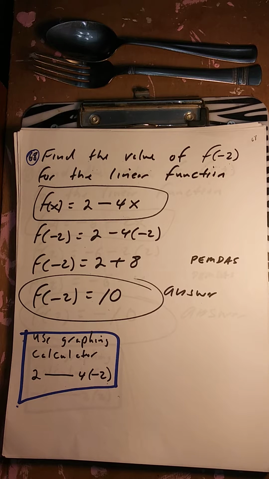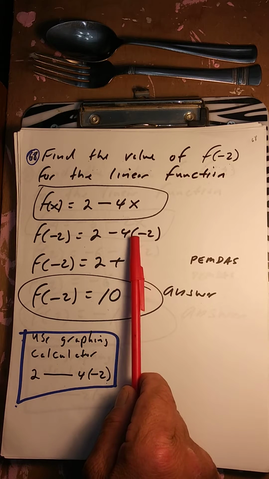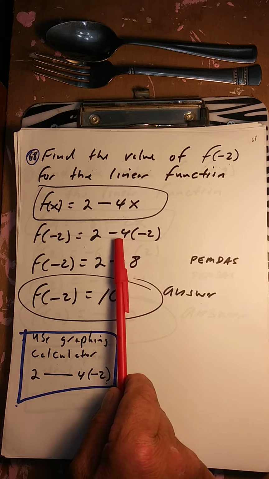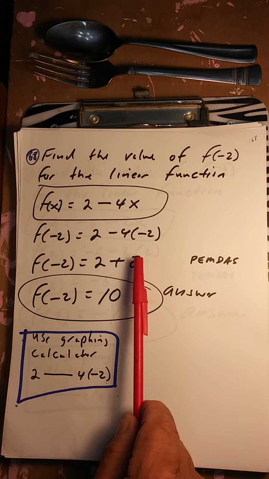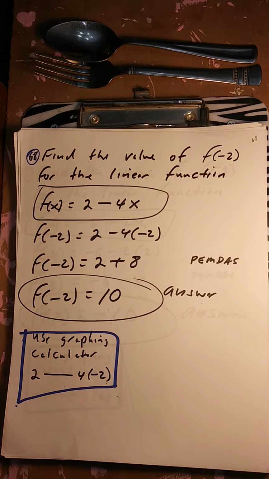Find the value of f of negative 2 for the linear function. Put it in there for the x. Again, order of operations, do we subtract or do you multiply? We do multiply first. So it's going to be negative times a negative, it's going to be a positive 8. So now you're going to have 2 plus 8 is 10.